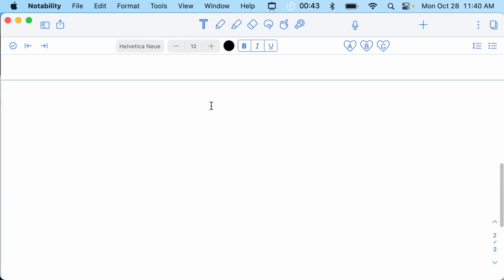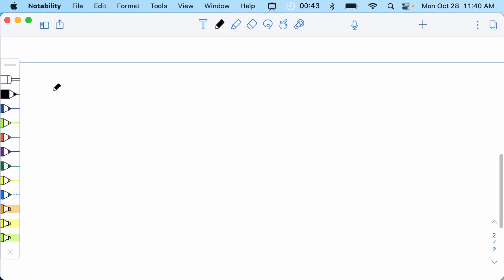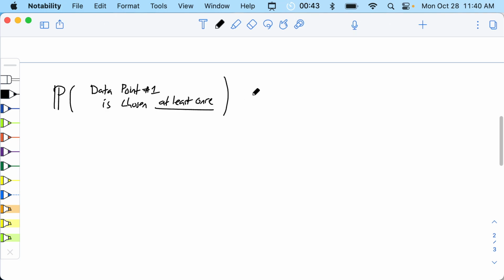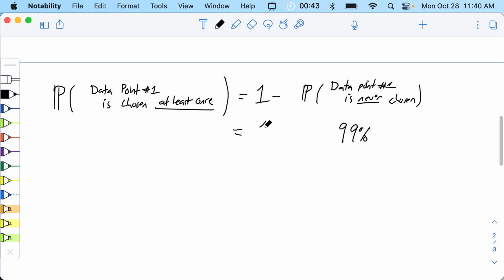somewhat quickly over here, is to look at the chance it's not chosen. So the probability that data point number 1 is chosen at least once, you think of it as 1 minus the probability it is never chosen. And what's the chance it's never chosen? Well, there's a 99% chance that it's not chosen in each draw. So when you pick the first point, there's a 99% chance it's not chosen. The second point, there's a 99% chance it's not chosen.